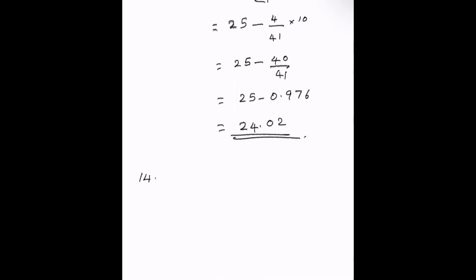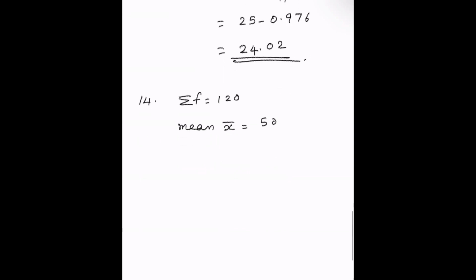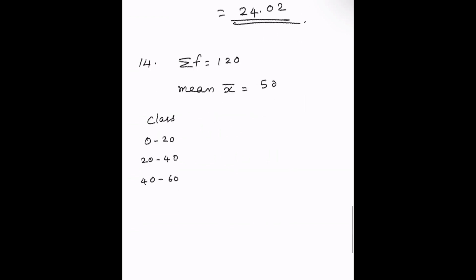The total number of observations in the following distribution table is 120. So they have given total number of observations as 120. And their mean is 50. Find the values of missing frequencies F1 and F2. We need to calculate F1 and F2. Let's do it then. The class given is 0 to 20, 20 to 40, 40 to 60, 60 to 80, and 80 to 100.